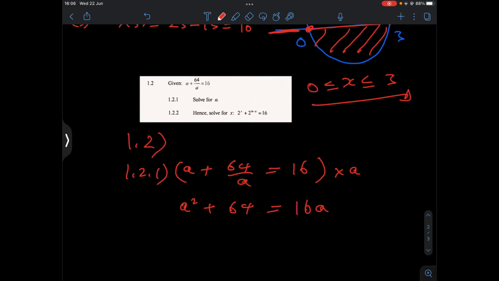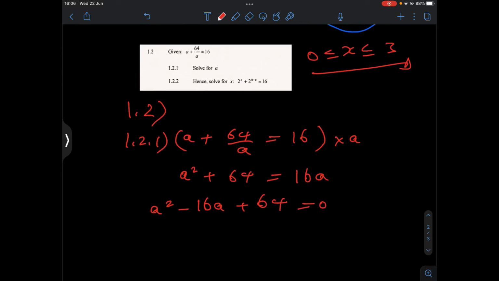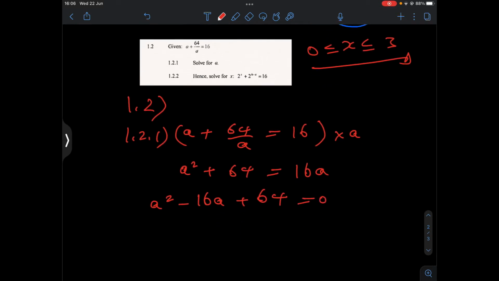Now let's bring all the terms to one side, the left hand side. We have a squared minus 16a plus 64 equals 0. Then we will have to factorize. So now, what are the factors of 64?